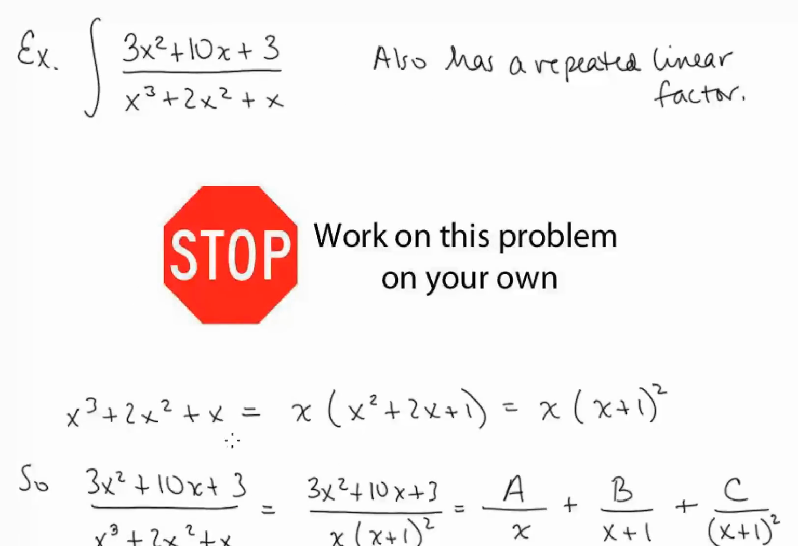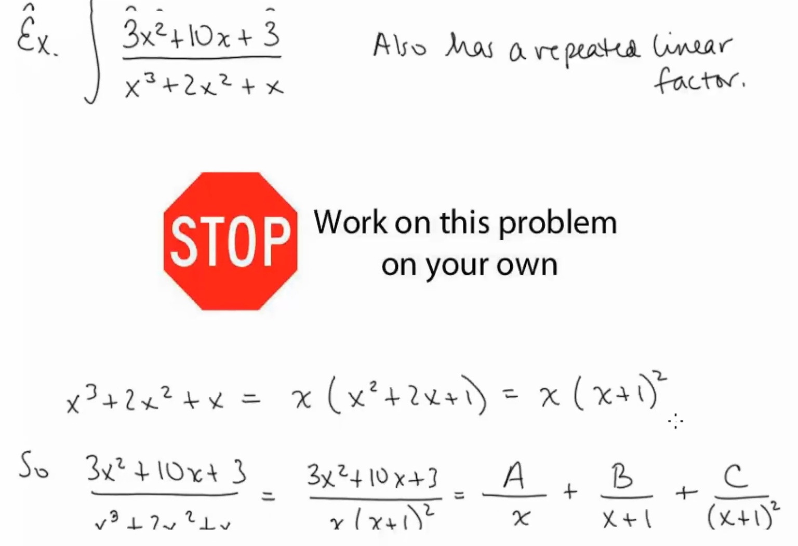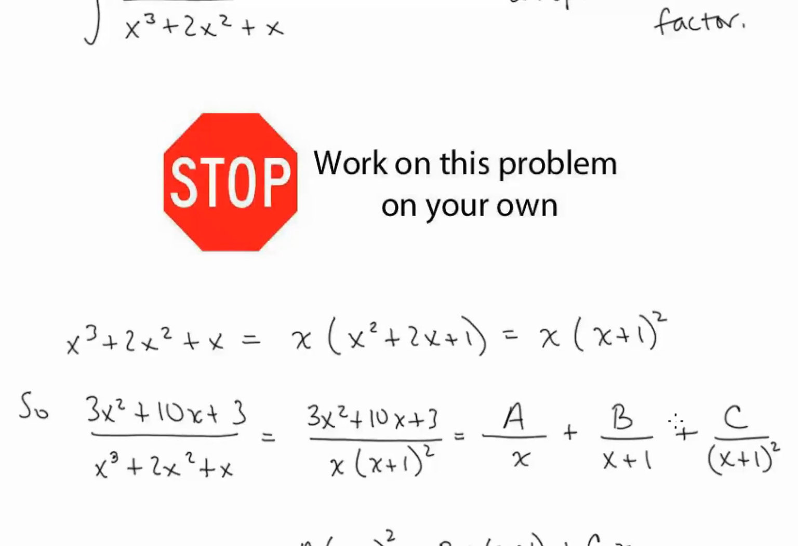Here, factoring our denominator, we first factor out an x, and then factor the remaining quadratic to x plus 1 squared. So we have x times x plus 1 squared. So our partial fraction decomposition is going to look like a over x plus b over x plus 1 plus c over x plus 1 quantity squared. So we have the factor of x showing up once, and we have the factor of x plus 1 showing up twice, so we need to count up to the multiplicity.